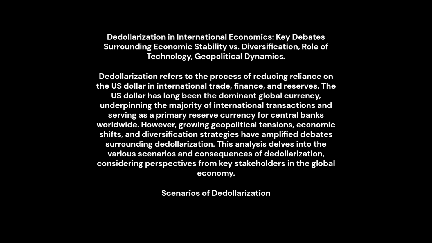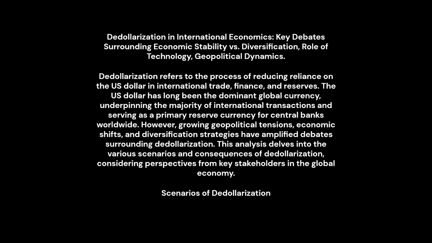The US dollar has long been the dominant global currency, underpinning the majority of international transactions and serving as a primary reserve currency for central banks worldwide. However, growing geopolitical tensions, economic shifts, and diversification strategies have amplified debates surrounding de-dollarization. This analysis delves into the various scenarios and consequences of de-dollarization, considering perspectives from key stakeholders in the global economy.